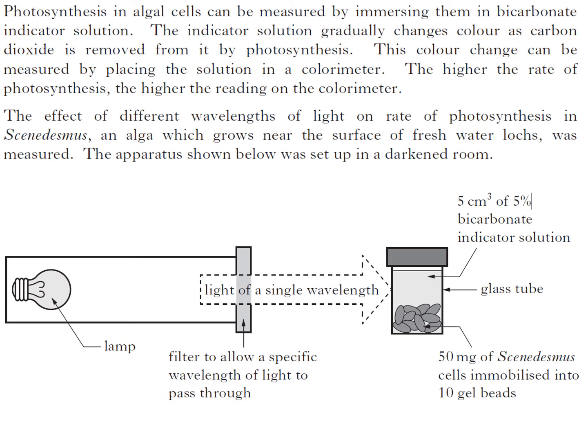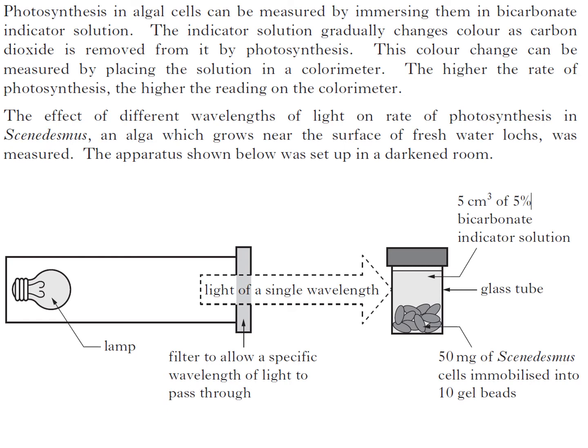So it's just telling you everything. Colour change can be measured by placing the solution in a colorimeter. The higher the rate of photosynthesis, the higher the reading on the colorimeter. That's going to be important. The effect of different wavelengths of light on rate of photosynthesis in Scenedesmus, I can never say that properly, we're just going to call it algae from now on, which grows near the surface of fresh water lochs, was measured.